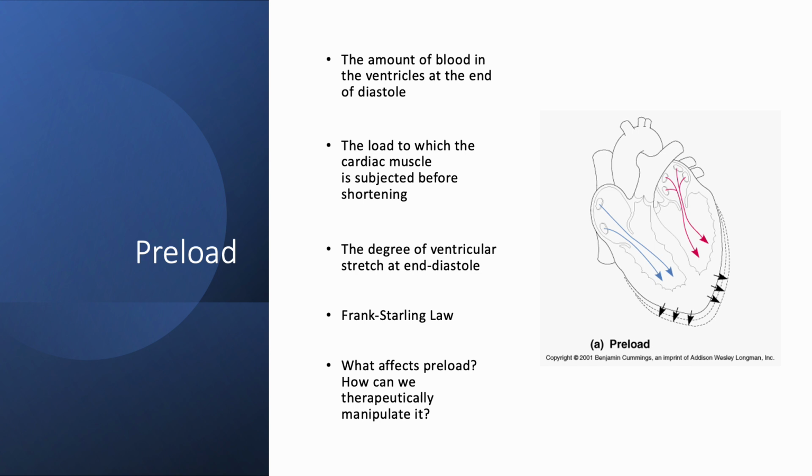Frank-Starling's law explains that the more the heart is filled, as in increased preload, the stronger the heart contracts, up to a point. However, overstretching can lead to reduced efficiency eventually. So, what affects preload? Factors such as blood volume, venous return, and heart rate affect preload. How can we therapeutically manipulate it? We can increase preload with fluids or blood products, and reduce it using diuretics or vasodilators to manage fluid balance and optimize heart function.